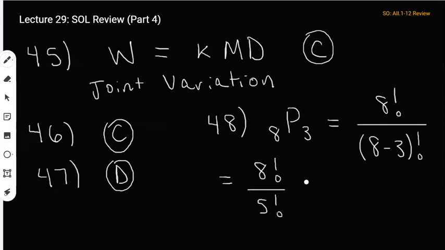And now I can simplify the top a little bit. We know that 8 factorial is going to be 8 times 7 times 6 times 5. And I'm going to stop at 5 factorial because that's going to cancel out with the 5 factorial in the denominator.